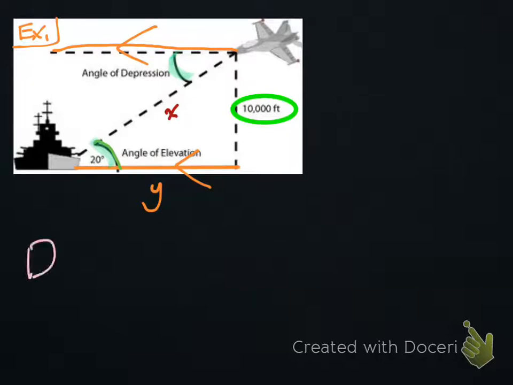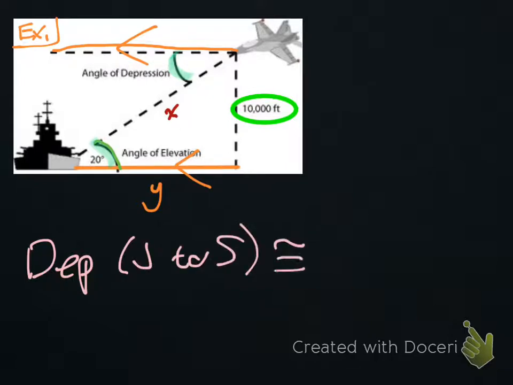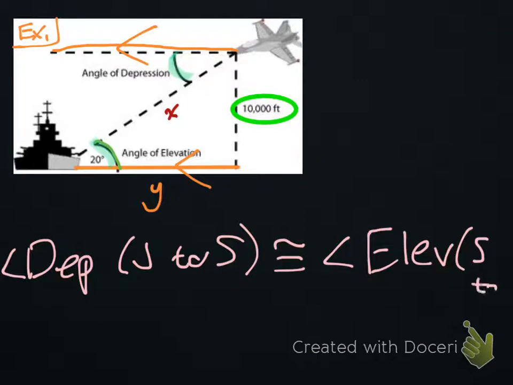So the angle of depression from the jet to the ship is congruent to the angle of elevation from the ship to the jet. Hopefully you can see that. That seems pretty straightforward. It should be somewhat of a review from early on in the year, but if not, a nice quick review for you.